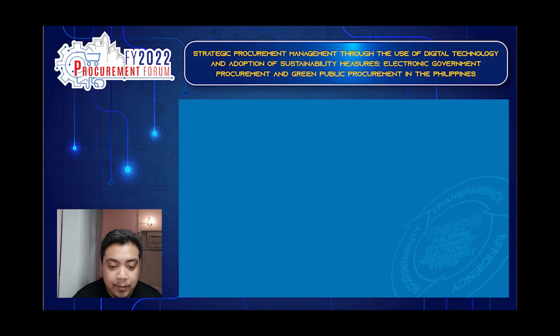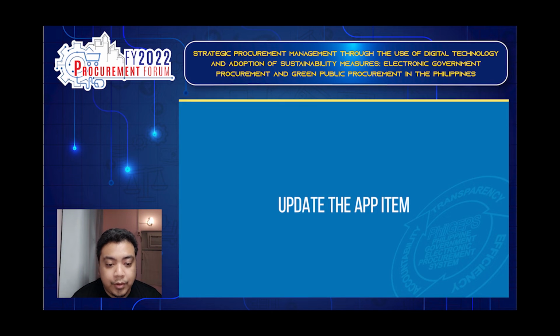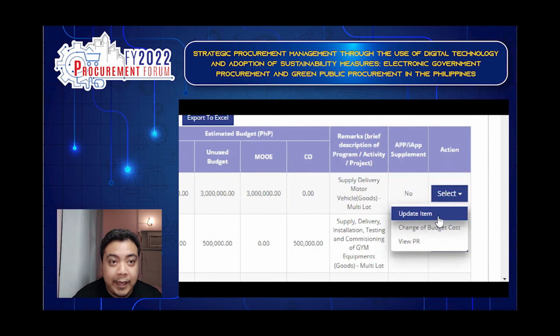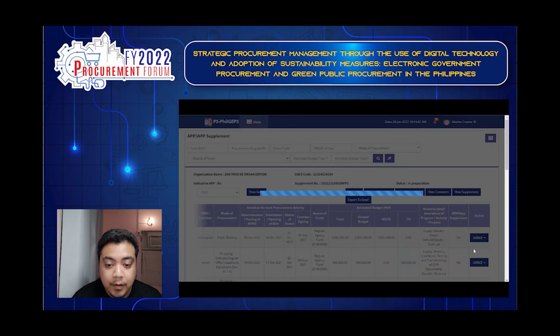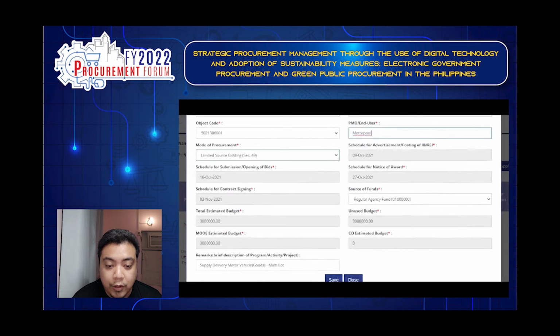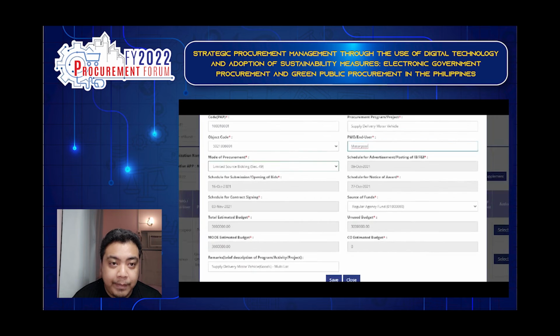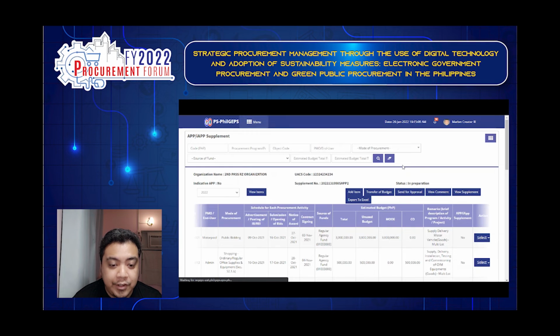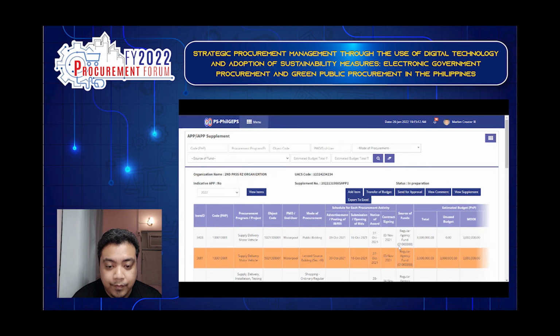So next, we will discuss the updating of the APP item. So click specific line item in the APP, then click update item, and then we can select the mode of procurement, or we can change the source of fund. So kung ano lang naka-enable dyan, yun lang din yung ma-update natin. Then confirm yung mga changes, and that's it.